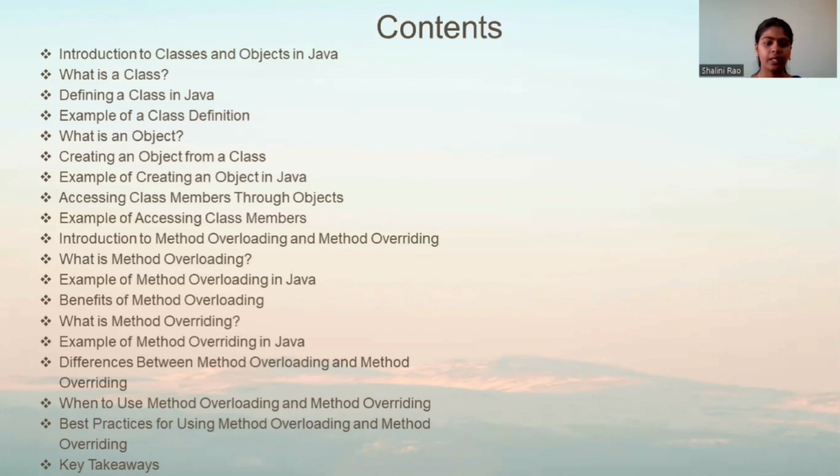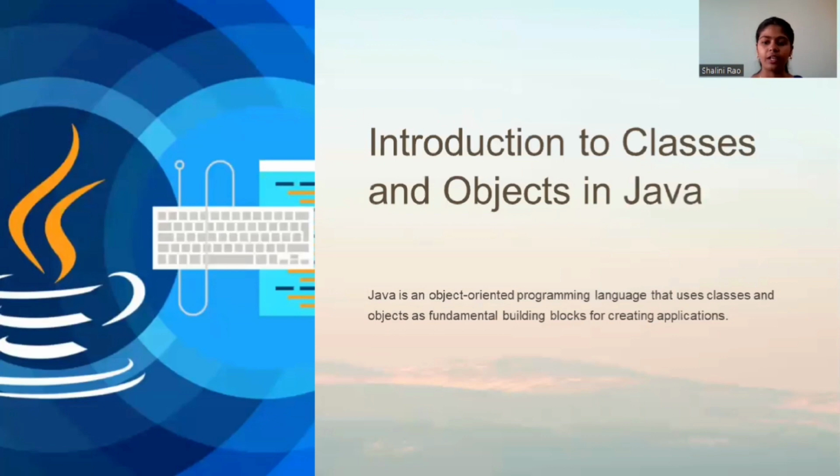Introduction to method overloading and method overriding. What is method overloading? Example of method overloading. Benefits of method overloading. What is method overriding? Example of method overriding. Difference between method overloading and method overriding. When to use method overloading and method overriding. Best practices for using method overloading and method overriding. Key takeaways. Starting with the introduction to class and object.